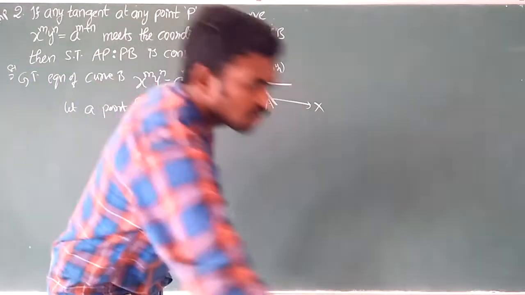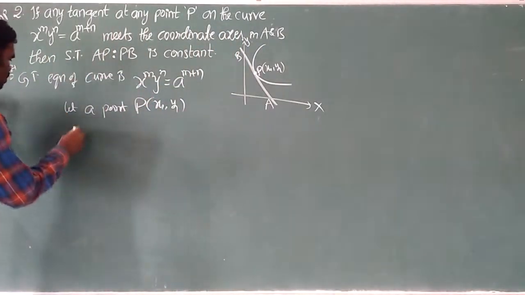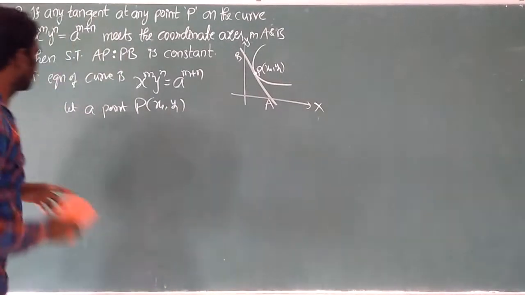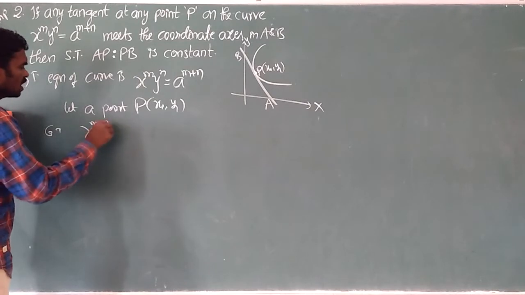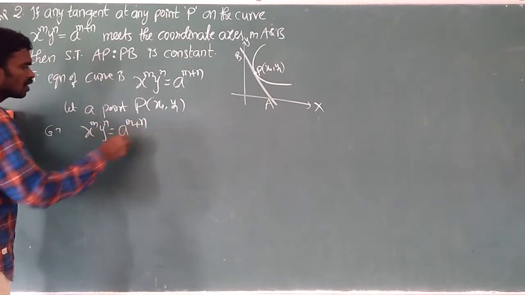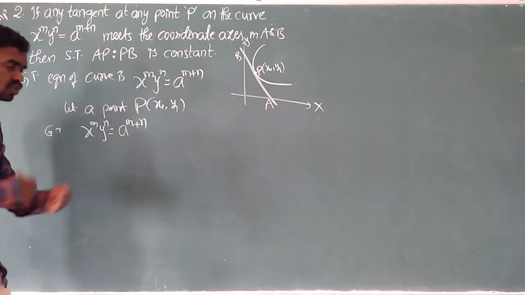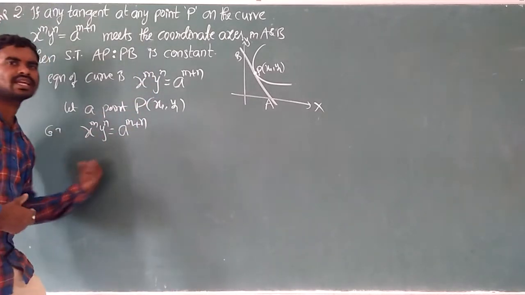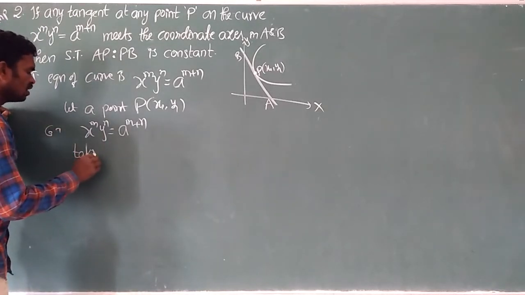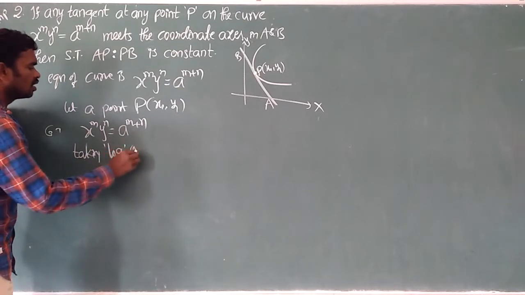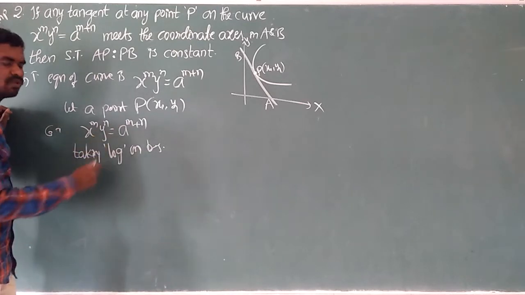Okay, so then how can we find it? Take the given equation: x power m into y power n equal to a power m plus n. We have to differentiate to get dy by dx. To get it simply, I am taking log on both sides. You can directly differentiate also, no problem, but this is the simple way.